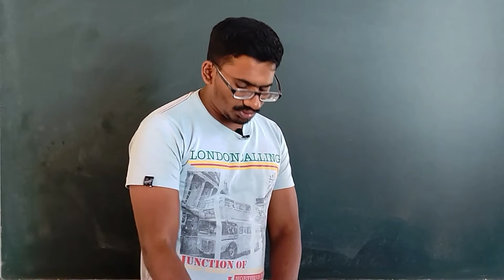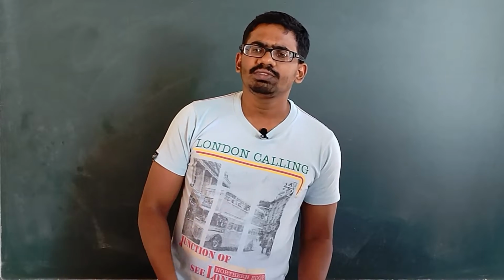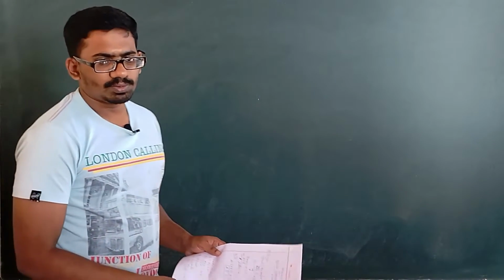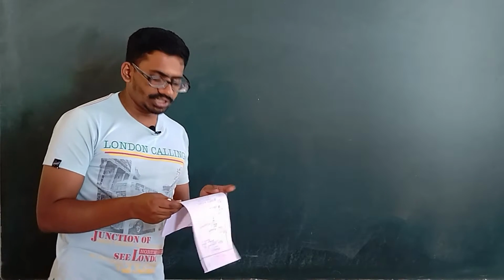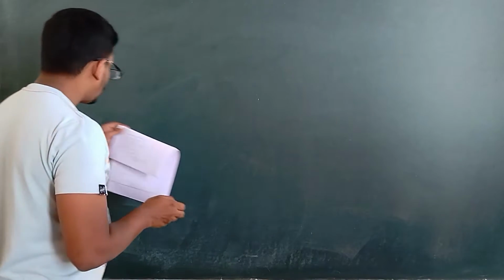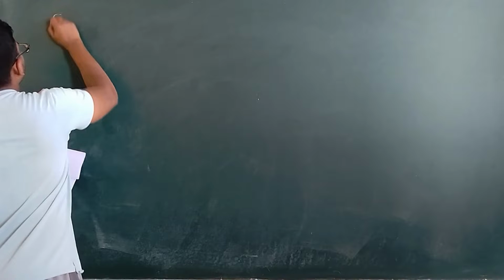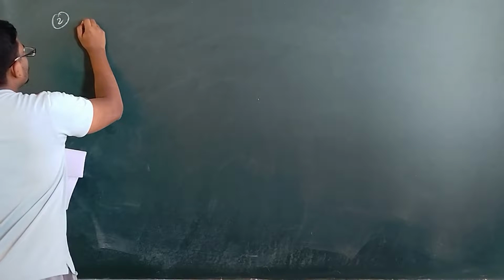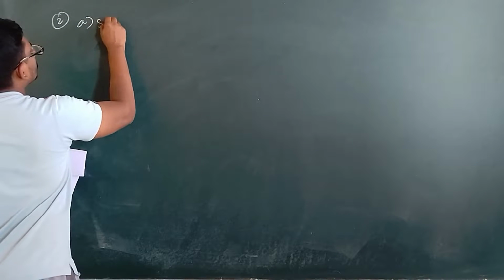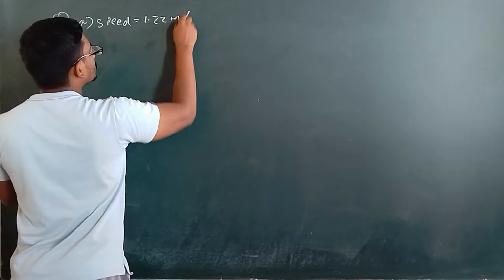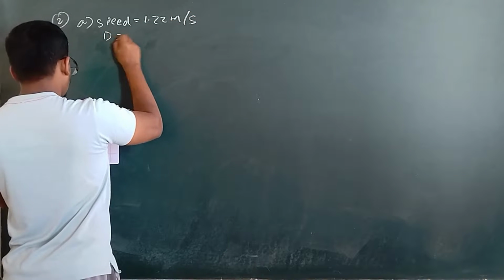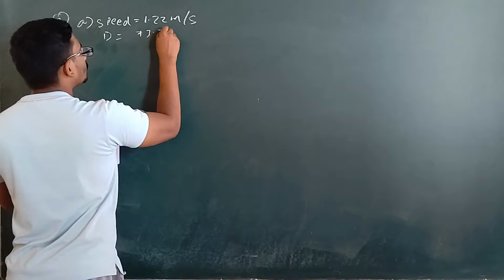Okay, so A and B I will be solving, and C is going to be a graphical one, which I may be posting in the form of a graph, or else you have to do it by yourself. Just find the gradient alone. I will tell you at the last of this problem. So second question, they have given that speed is equal to 1.22 meters per second and distance covered is equal to 73.2 meters.